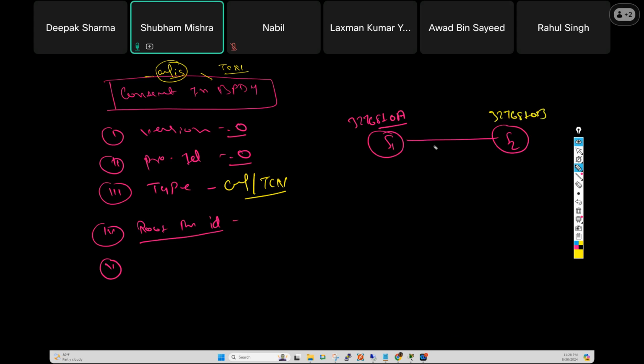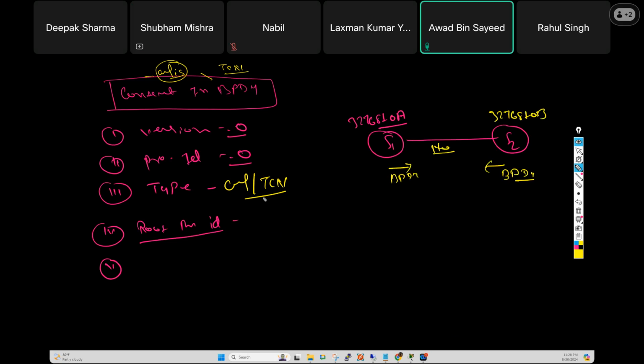See here, right now there is no election. It means between switch number 1 and switch number 2, election is not performed. Switch number 1 is sending the BPDU and switch number 2 also sends the BPDU. In the BPDU, there is a content called root bridge ID. Root bridge ID means the bridge ID of the root bridge.